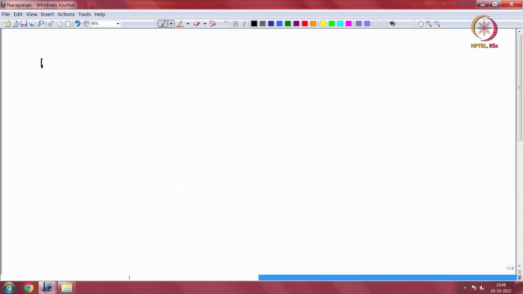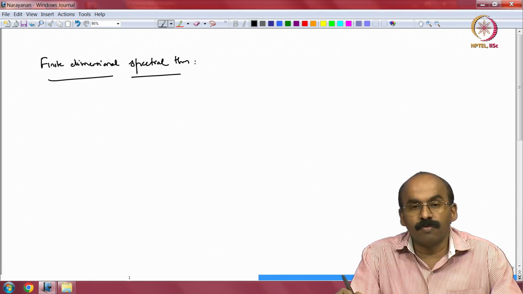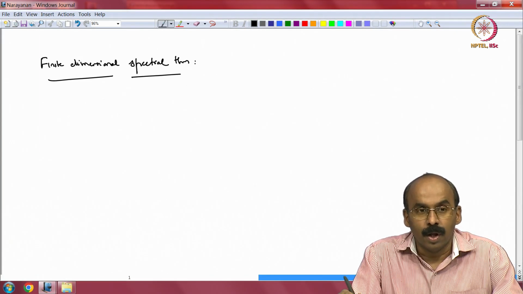So, finite dimensional spectral theorem. So, this is something which you come across when you do a course in linear algebra. In other words, this is known as diagonalization of normal matrices, and that is what we will go through.